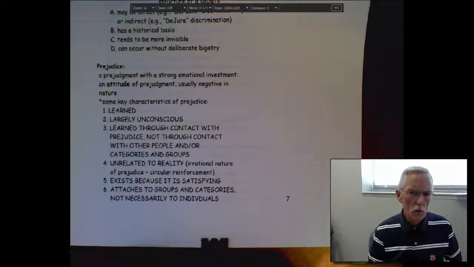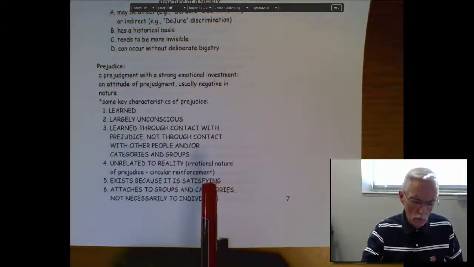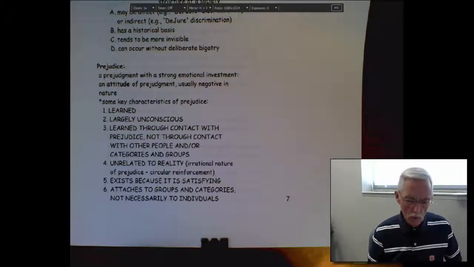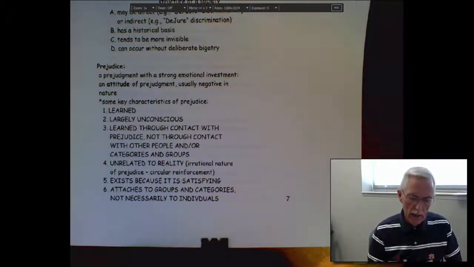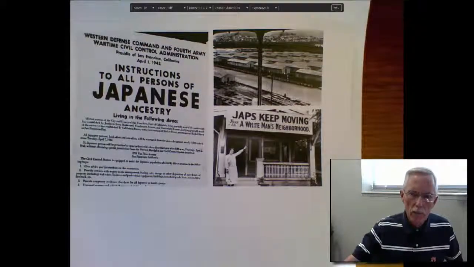What some researchers highlight is the fact that this is a process known as circular reinforcement. In other words, our prejudices are so intense, we're able to interpret any evidence in such a way as to confirm the prejudice. Now, there's an example of this I want to highlight from American history.